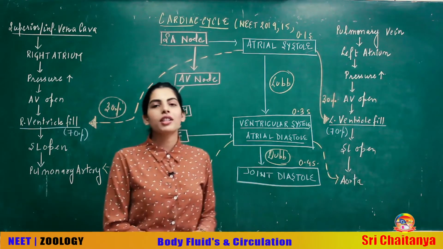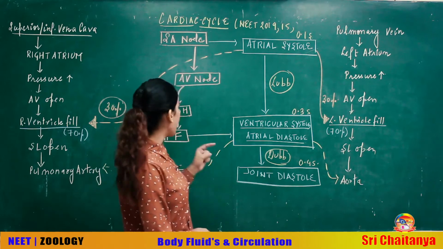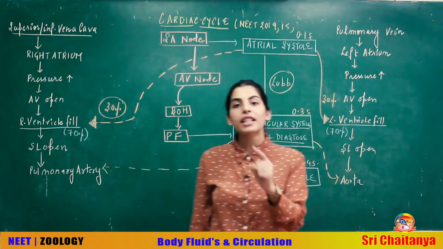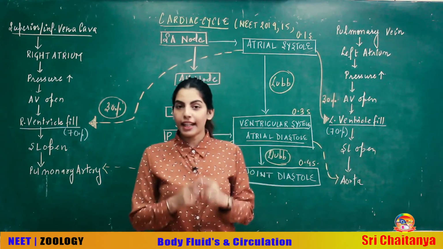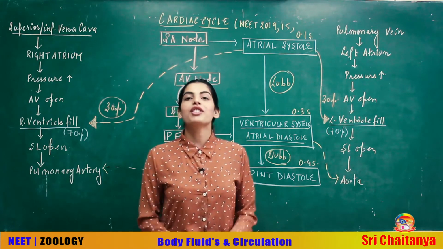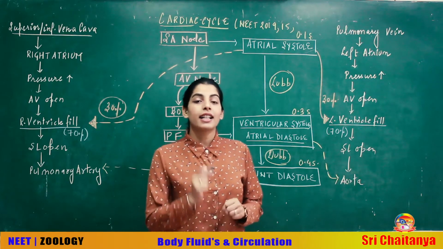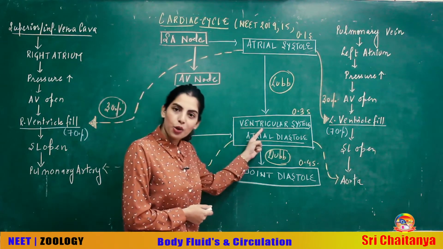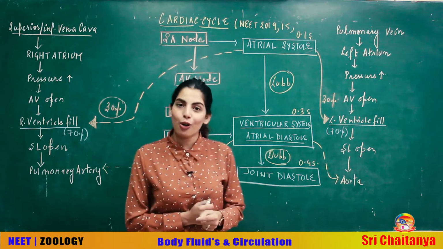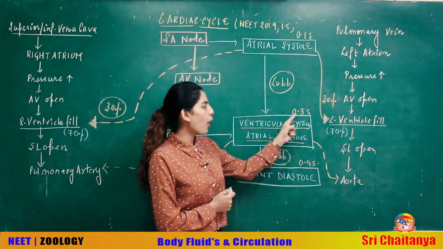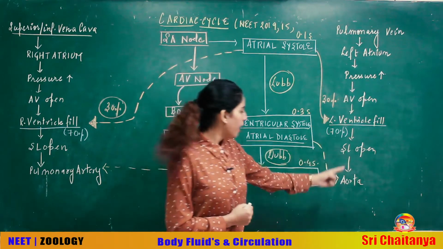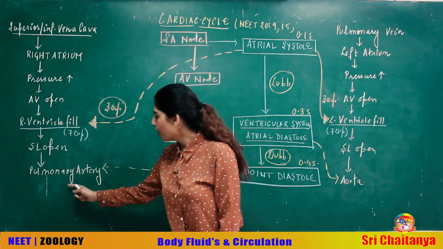Because once the AV node is receiving the information, you can see that the AV node is sending the information to bundle of His, and bundle of His is sending information to Purkinje fibers. And Purkinje fibers is located at the sides of the ventricles. So once the Purkinje fibers receive information, ventricles will start to depolarize. That will lead to ventricular systole, and by this time atria is relaxed, called as atrial diastole. So during ventricular systole for 0.3 seconds, ventricles are contracting, blood is rapidly rushed into, on this side, aorta, and on this side, your pulmonary artery.